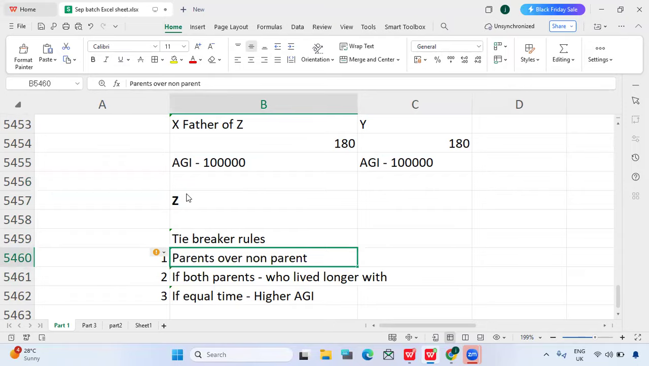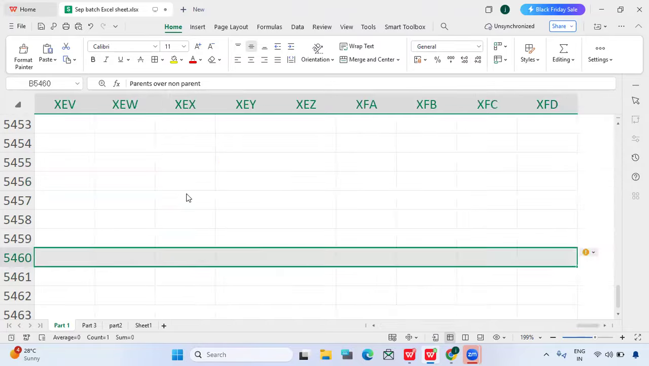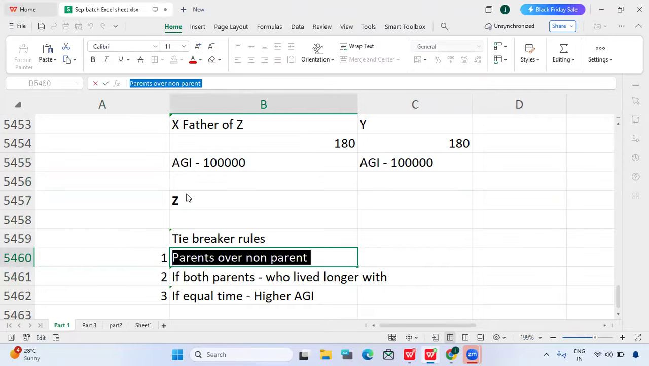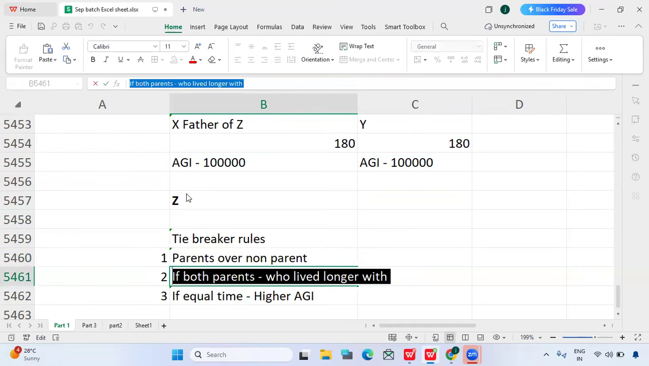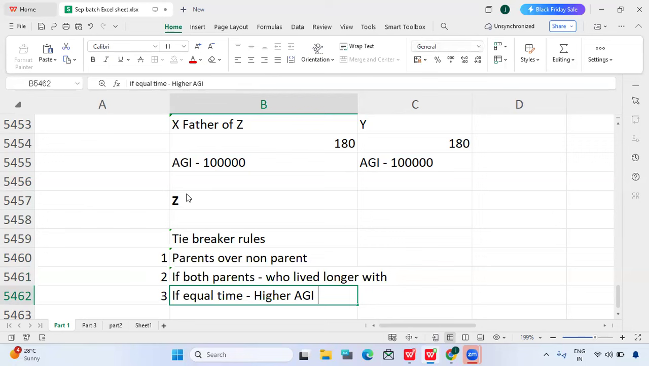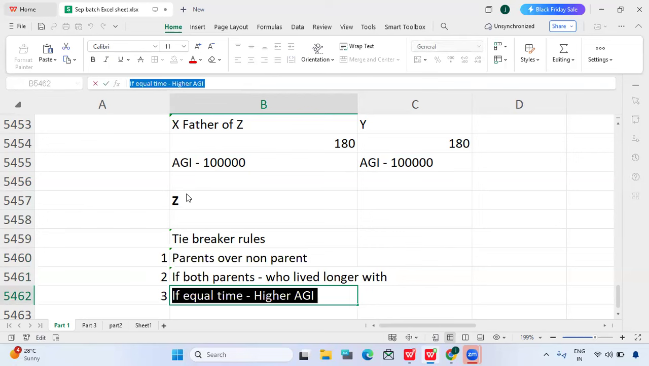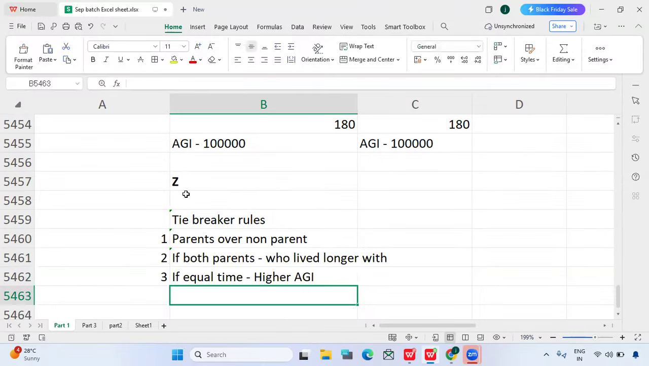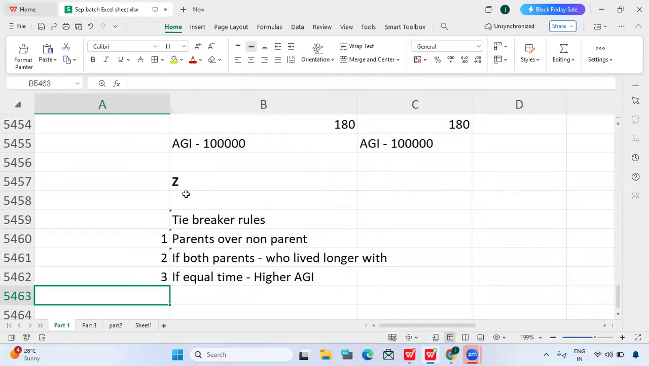If the relationship applies, then we have to check parents over non-parents. If both are parents, then we need to check who lived longer, and if time is equal, then we have to check AGI. Those are very extreme cases. So even though AGI is higher, only one person can claim as a dependent. Both persons should not claim the dependent in their tax returns. This is clear.